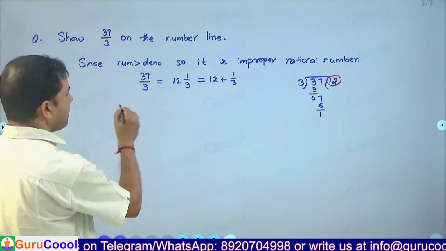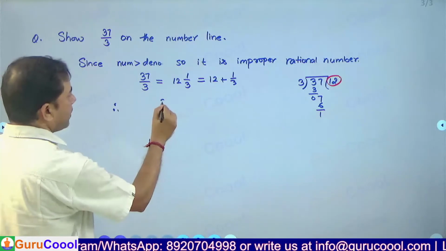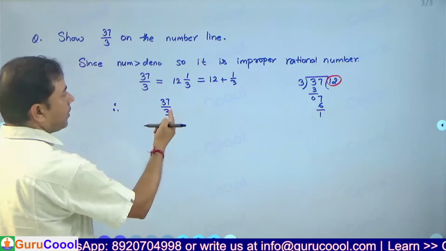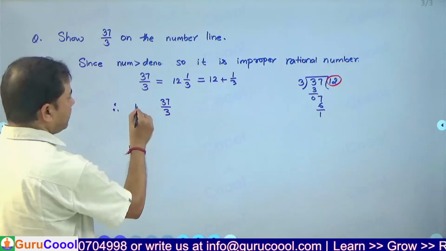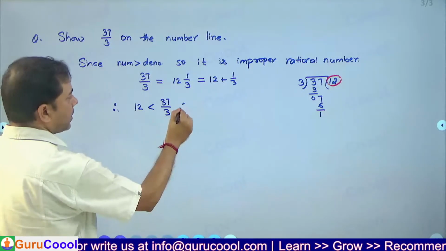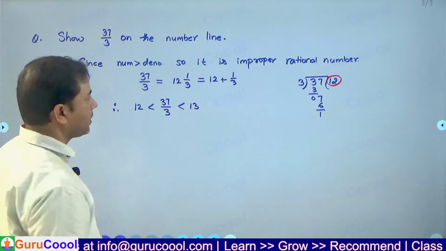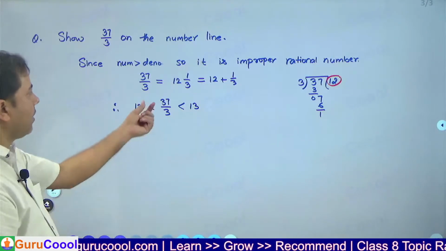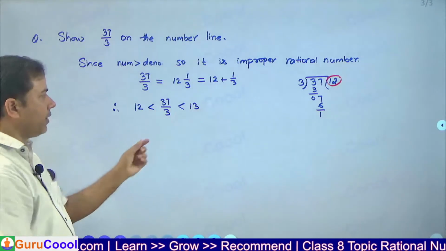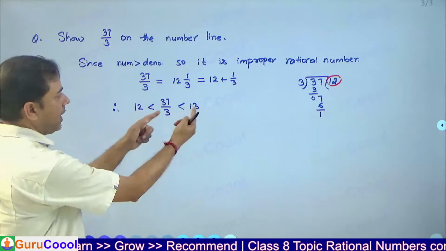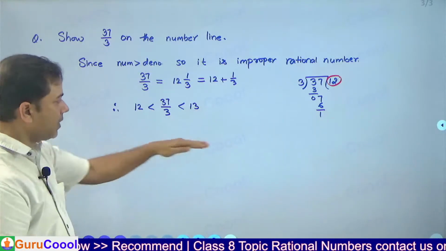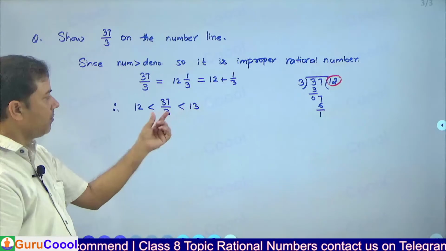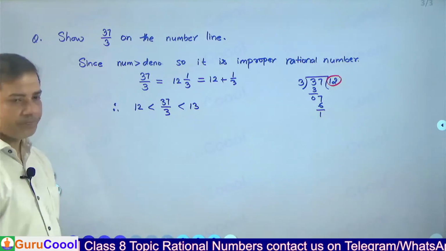That means 37 by 3 is more than 12 but lesser than 13. This is how we got to know the given rational number lies between the two integers 12 and 13. So on the number line also, between 12 and 13 we can show this.